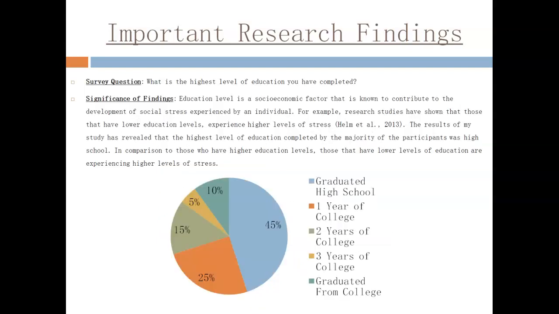So what is the highest level of education you have completed? Education level is a socioeconomic factor that is known to contribute to the development of social stress experienced by an individual. For example, research studies have shown that those that have lower education levels experience higher levels of stress. The results of my study have revealed that the highest level of education completed by the majority of the participants was high school. In comparison to those who have higher education levels, those that have lower levels of education are experiencing higher levels of stress.